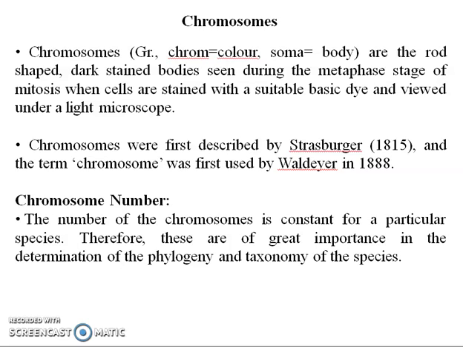Next is chromosome number. The number of chromosomes is constant for a particular species. Therefore, it is of great importance in determining the phylogeny and taxonomy of the species. For example, humans have 23 pairs or 46 chromosomes. Drosophila has a different number, and cat has a different number. Different organisms have different numbers of chromosomes, which is involved in determining the phylogeny and taxonomy of the species.